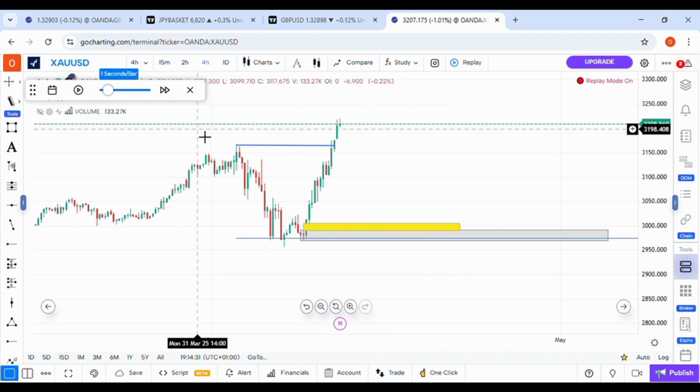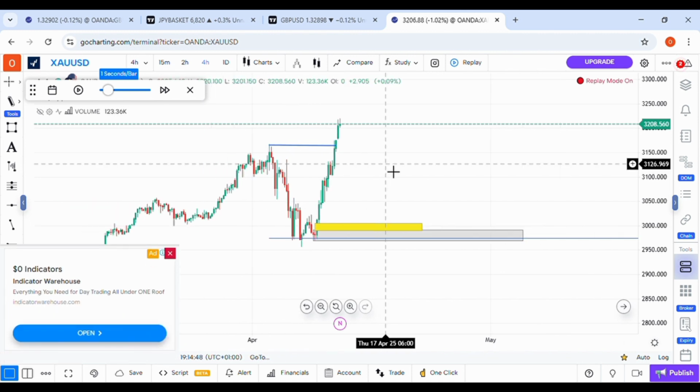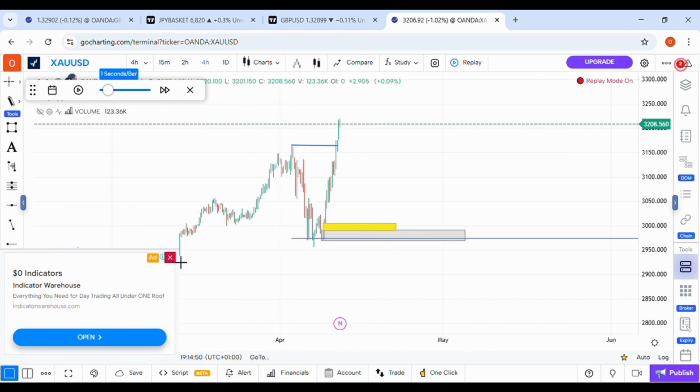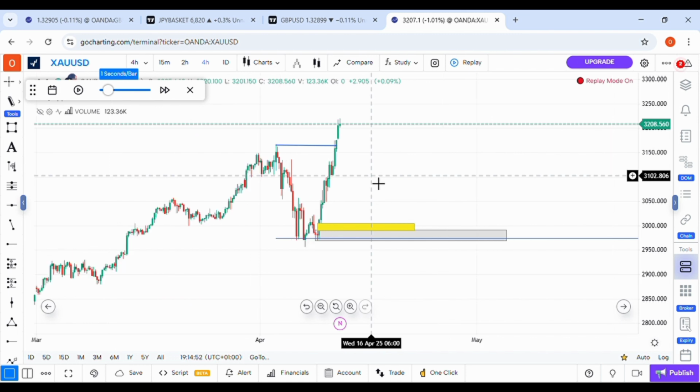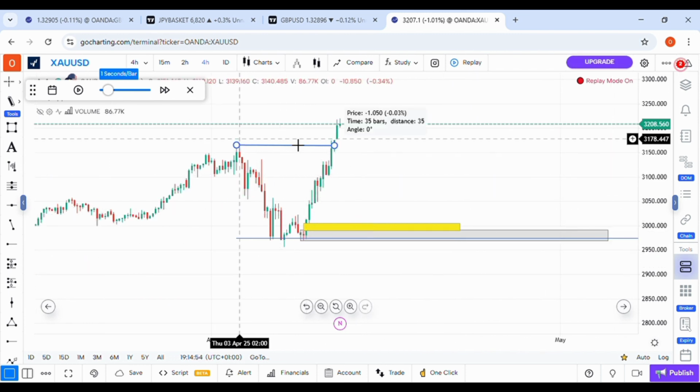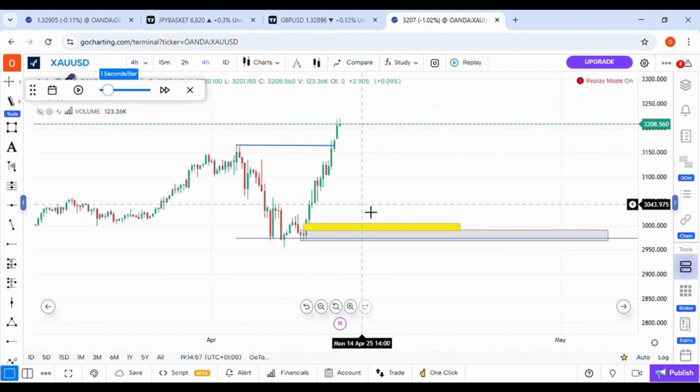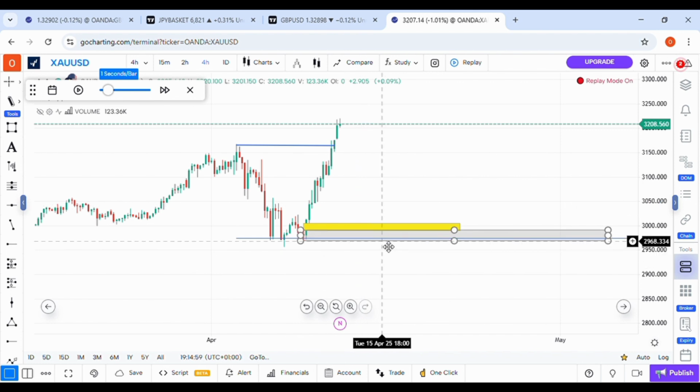Now the last one. The last one is unmitigated, which means price should not mitigate the order block. So this order block is yet to be mitigated by price. Therefore, this is a valid order block. Why? Because you can see a break of structure and a fair value gap, and this order block is yet to be mitigated. That is why it is a very valid bullish order block.